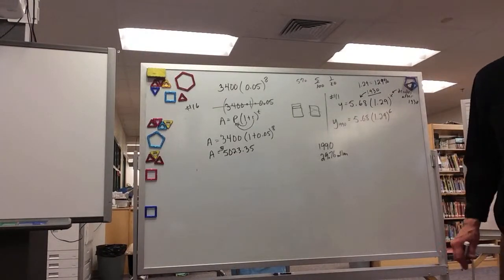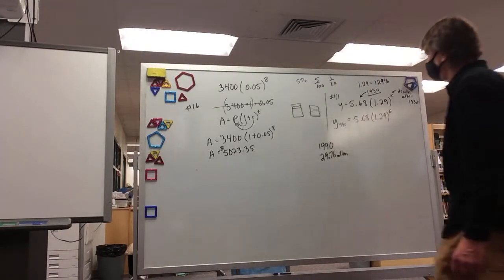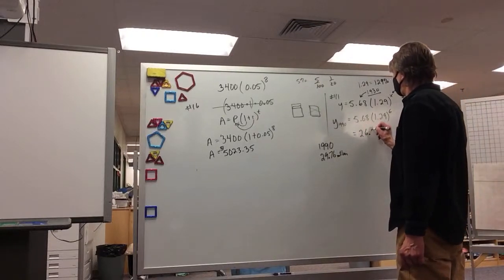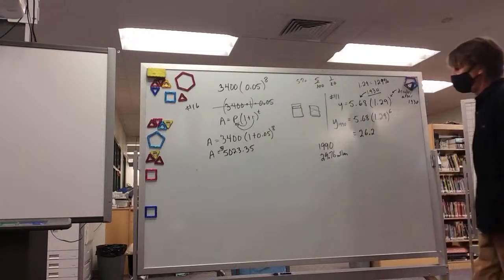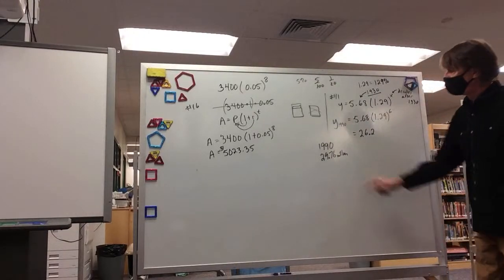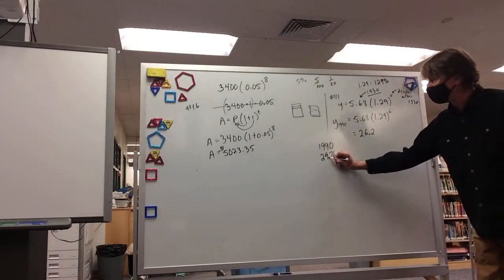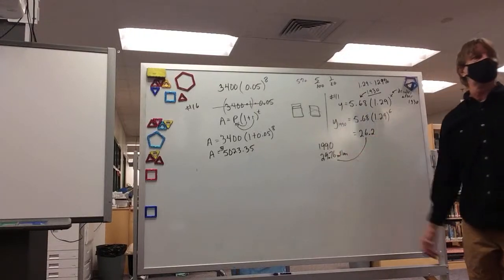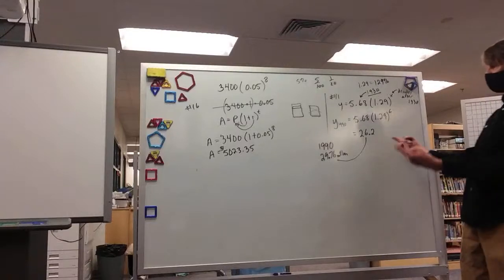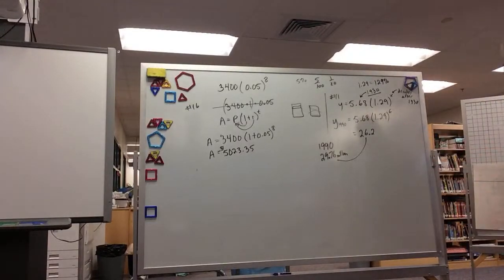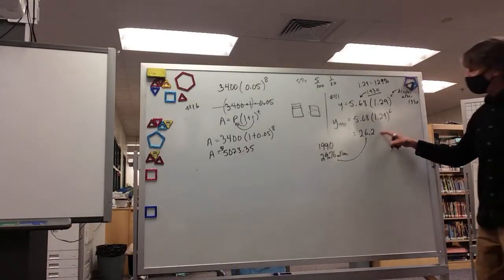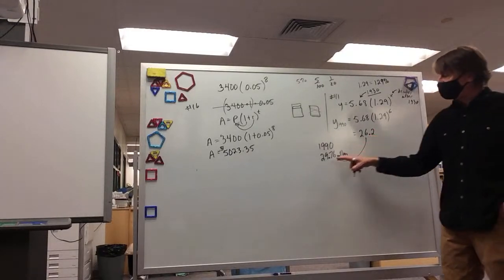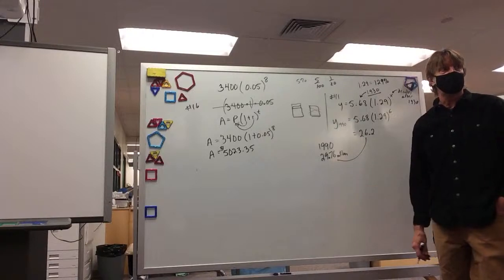5.68 times 1.29 raised to the 6th power. Round it off. 26.2? Good enough. Well, there's 2 place values there, but that's good enough. So all you do is you subtract. So they're off by about 3.5 million.